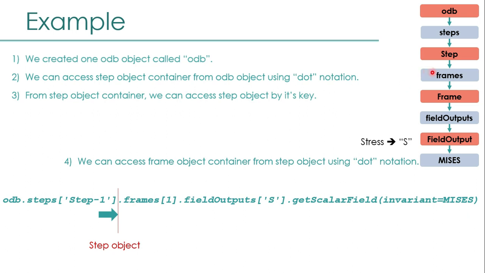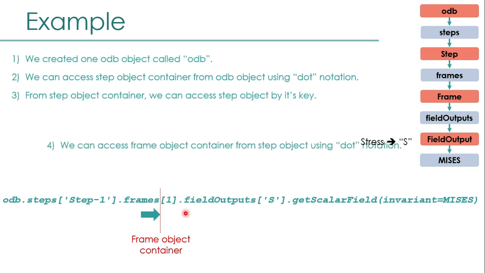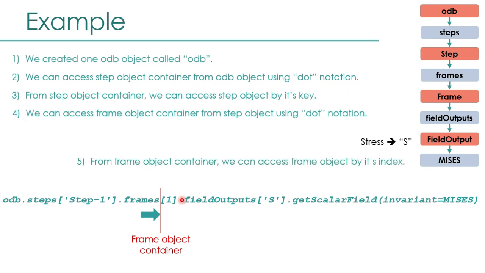Keep in mind this flow also. So at this point you can see the blue color. This frames is nothing but the container. So if you are using these frame attributes, using the dot notation obviously, at this point we will get the frame object container. Okay, so we are here at this point. Again it will contain all the frame data that is available in the particular step. And again if you want to get the particular frame data, from this container you have to use the square brackets and you have to give the particular index.